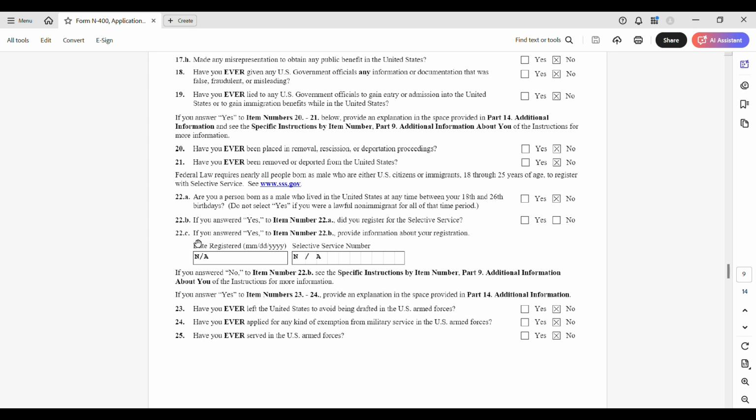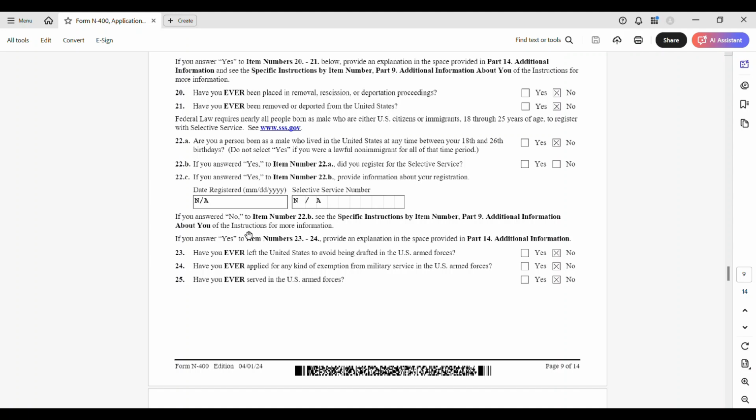Number 22C, if you answered yes. So we did not answer yes, so we would not need to provide a response to any of this. If it's applicable to you, you would respond accordingly. Date registered, Selective Service number. So since this is not applicable to this applicant, then we indicate this in the boxes.